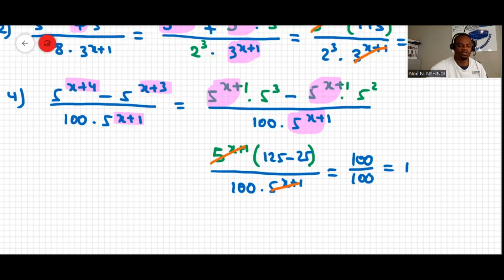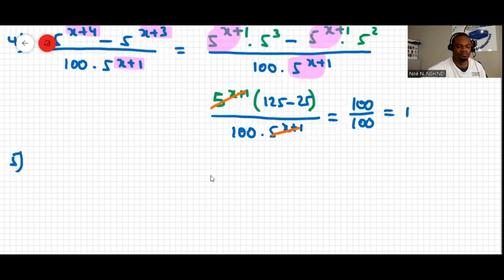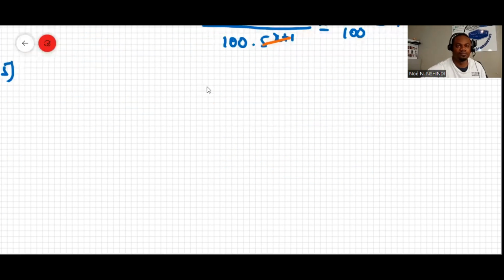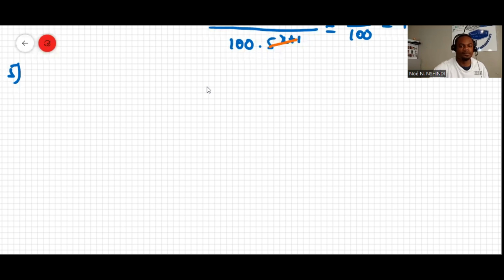We can do question 5. The question says 4 to the power of x plus 3 times 2 to the power of 2x plus 1, all over 7 times 2 to the 2x plus 1.